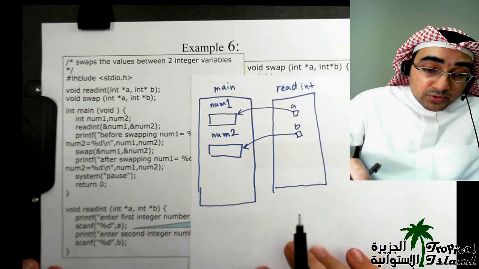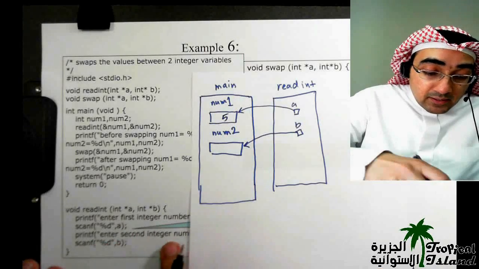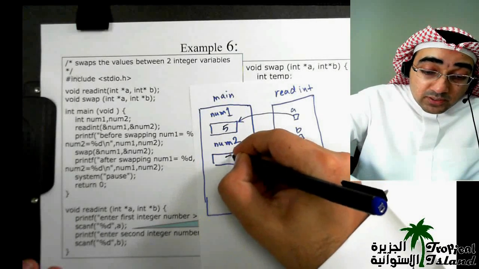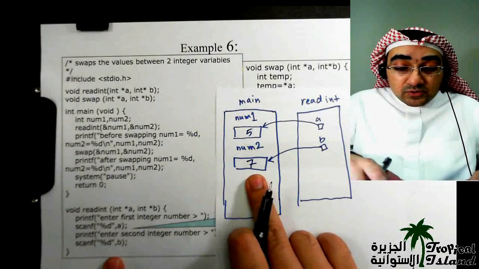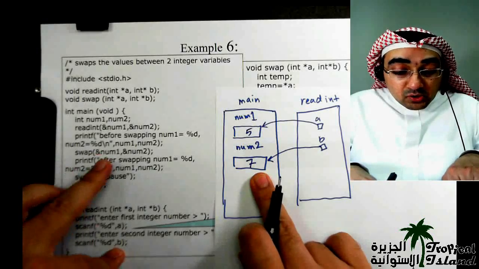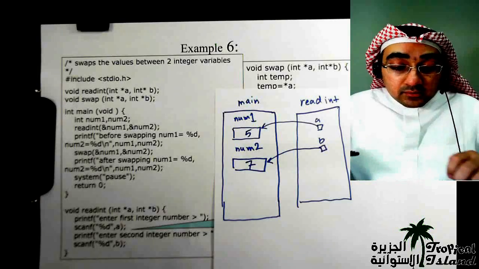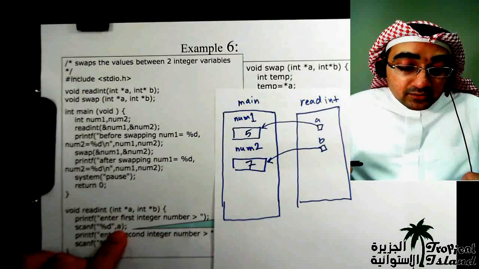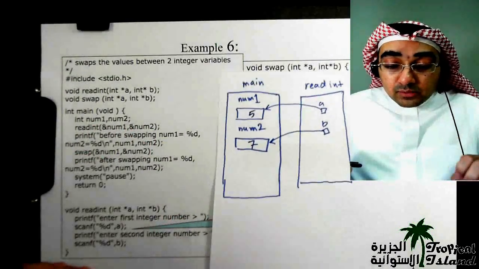Suppose the user enters 5 the first time, and then we ask him to enter a second number. We store it in B, but B is pointing over here, so we're going to store the number 7. For example, the user enters 7. So we're storing 7 at the value that's pointed by B. Why? Because in B we actually have the address of num2. If you look at the scanf function, it needs an address, and A and B are the addresses of these two variables, num1 and num2.